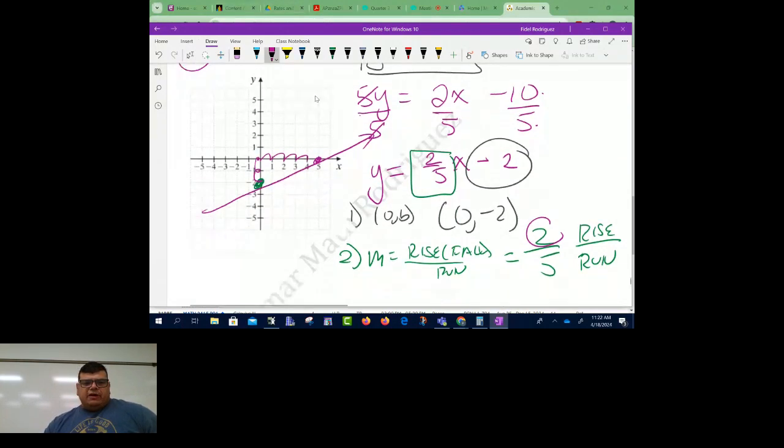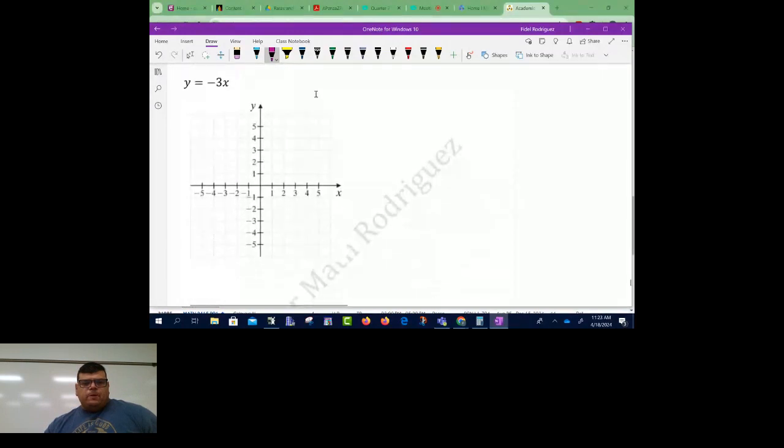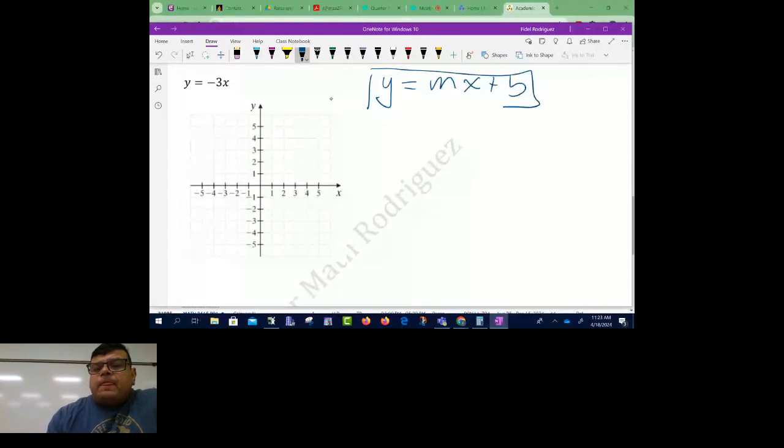All right, let me see if I can scroll down a little bit further. Okay, I got another one, very similar, y'all. Sorry guys, my pen's freezing up a whole lot today. Y equals mx plus b, okay? Here we go. And y'all, we have y equals -3x. So first thing, what's my point 0 and b?